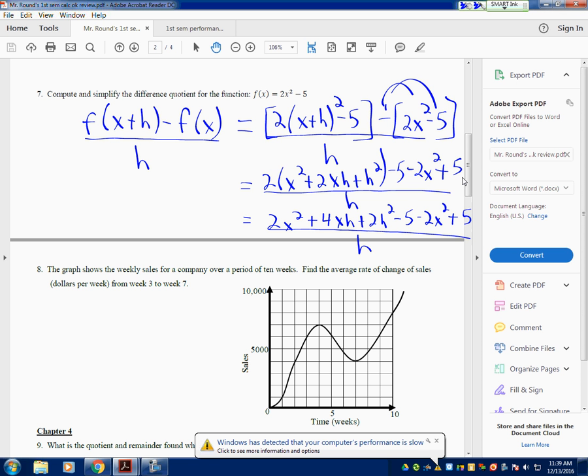And what should happen on these is all these x terms should cancel, and the constants. So you'll see this cancels, that cancels, and I'm left with just terms that have h in them, right? So 4xh plus 2h squared, that's left. Let's just write that down. All over h, and if I factor out an h from the top, I'm left with 4x plus 2h, and that h on the top cancels with the h on the bottom, giving me my solution 4x plus 2h.